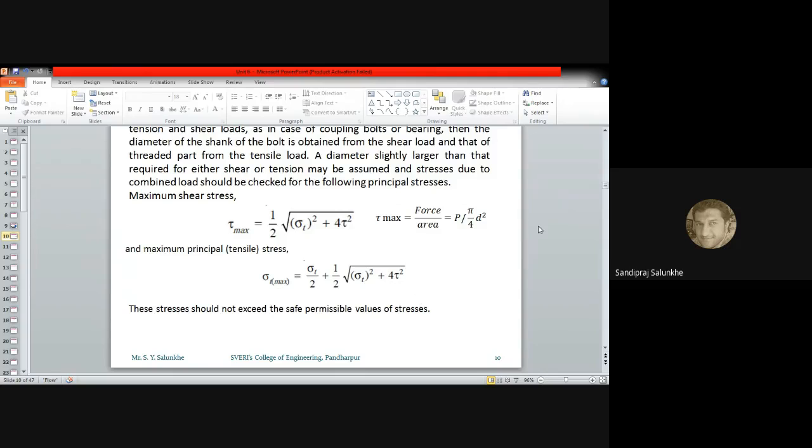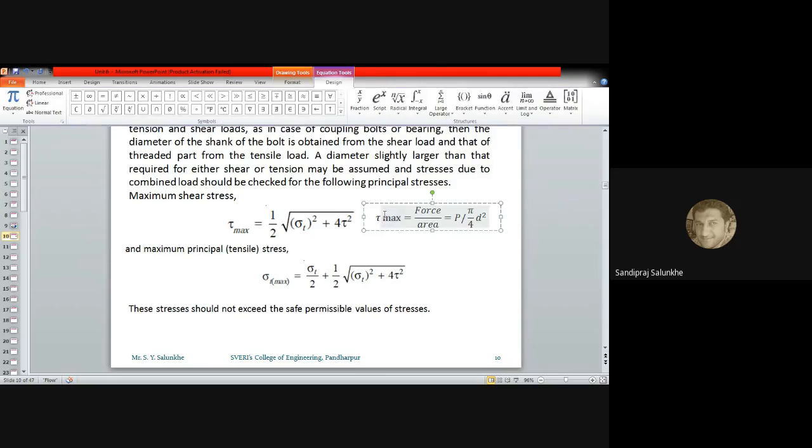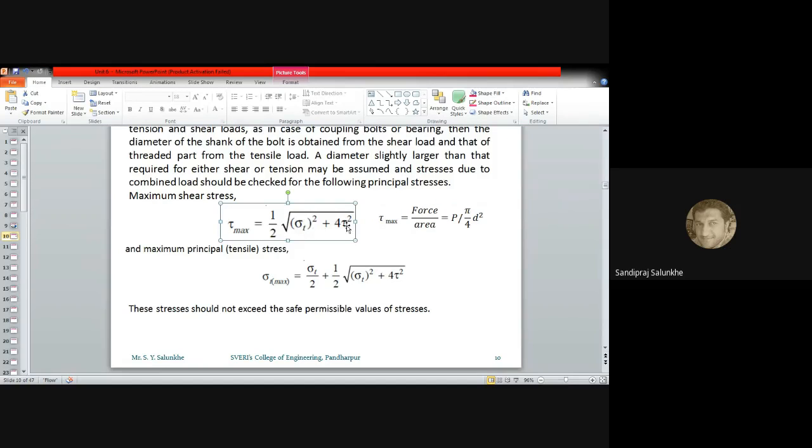By means of this formula, we are going to calculate the value of d. And here we take this maximum shear stress by means of the tensile stress and shear stress values. Later, when we consider the tensile stress, the same formula is used. That is, instead of this tau max, we use sigma T max, and the value of sigma T max is calculated by means of this theory. And here we find out the dimension d.